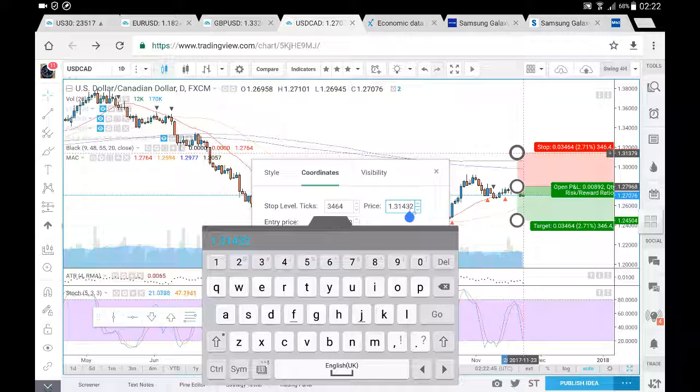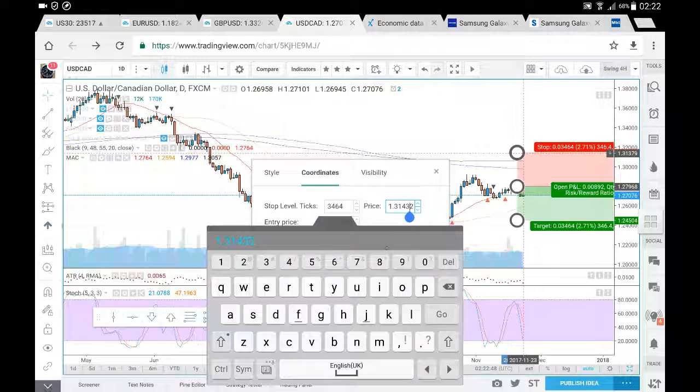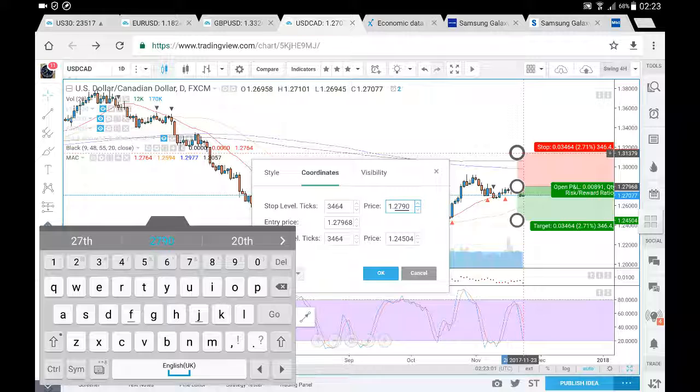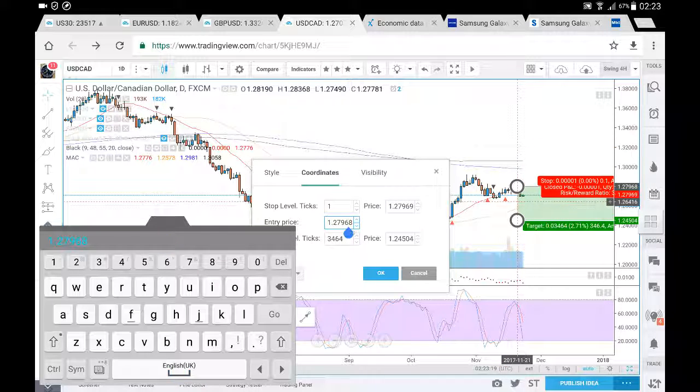Let's just get this right. 127.90 essentially, and our entry should be at the open of this candle. Our entry should be at 126.95. Well, 126.96. So we'll just say 127. Let's just say 127. That's where our entry will be. Our entry will be at 127.